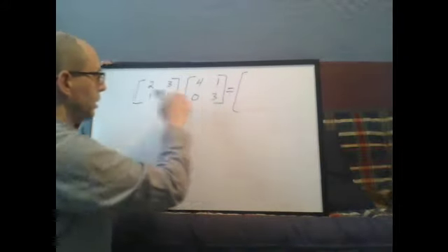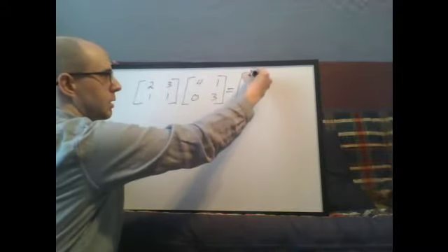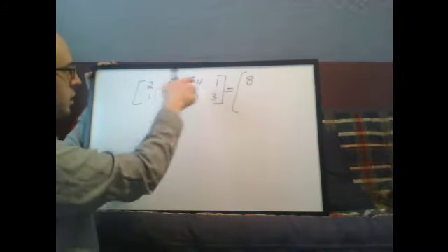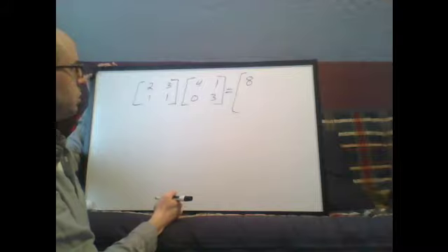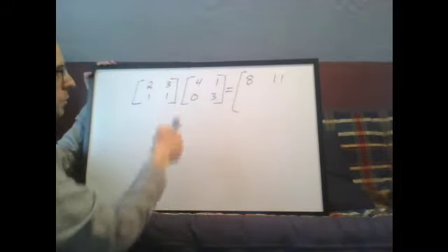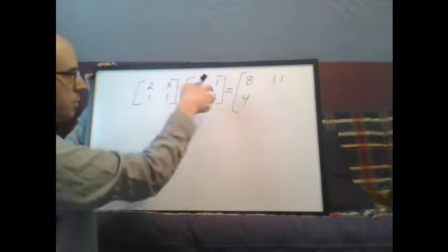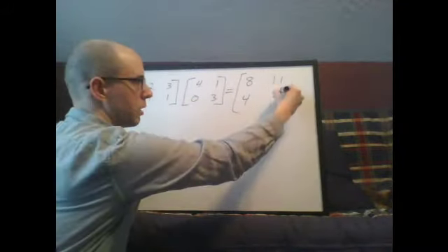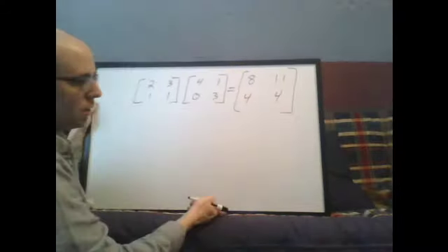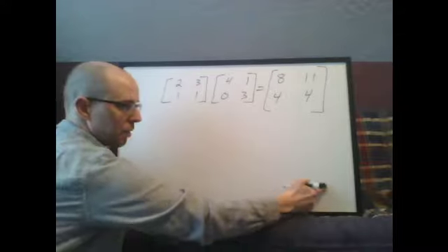Let's do that quickly. 2, 3 times 4, 0 would be 8. 2, 3 times 1, 3 would be 2 plus 9, which is 11. 1, 1 times 4, 0 would be 4 plus 0. 1, 1 times 1, 3 would be 1 plus 3, which is 4. So that's one notion of multiplication. That's the ring multiplication, the bigger one.